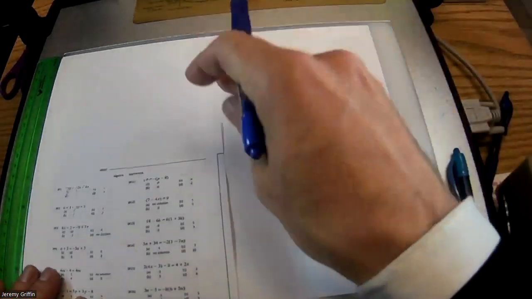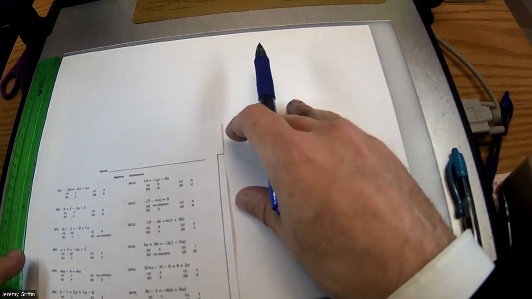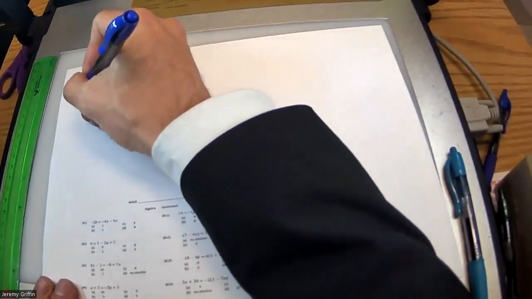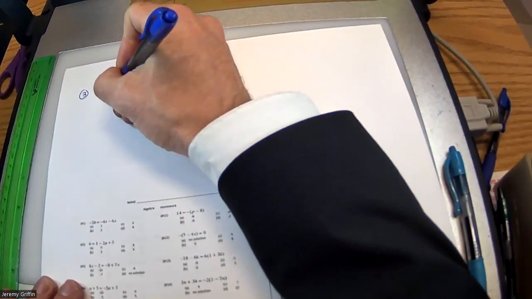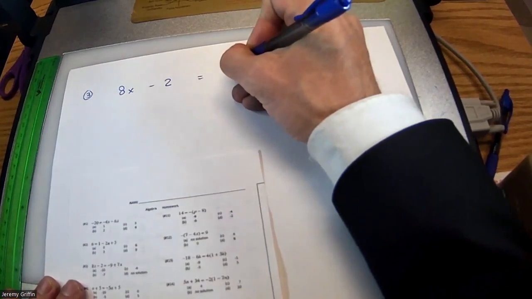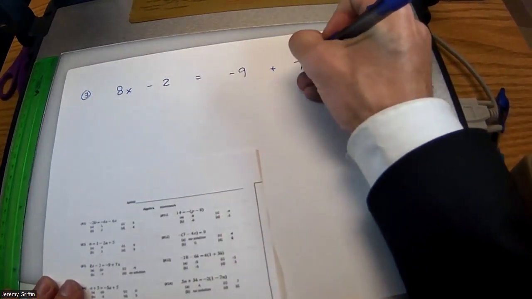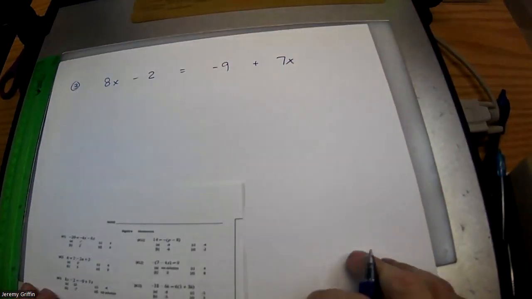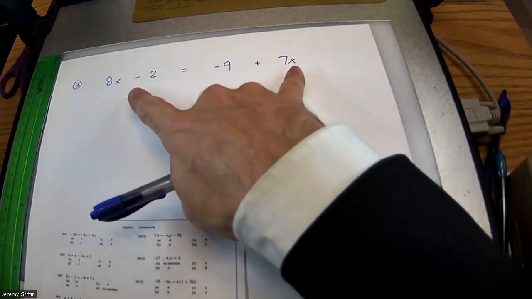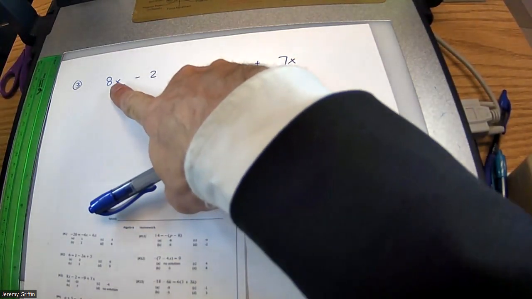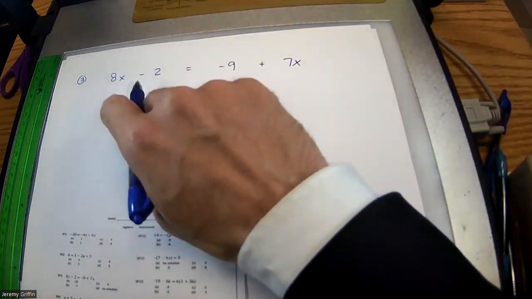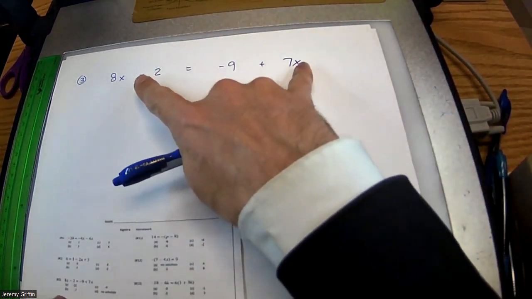Right, so I'm going to start with, let's say, number 3. I think number 3 is a pretty good starter problem. We've got 8x minus 2 equals -9 plus 7x. Like that, okay? Now, what's being implied here is you're supposed to solve for x, right? So there is some value that x could stand for, some number that would make this statement true, where the left side is equal to the right side, right? Now, what could that be?